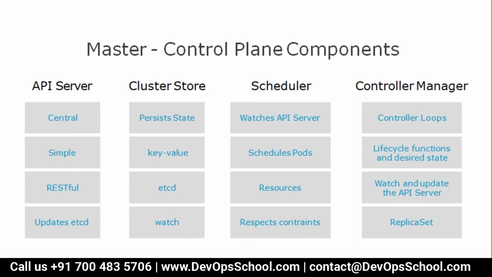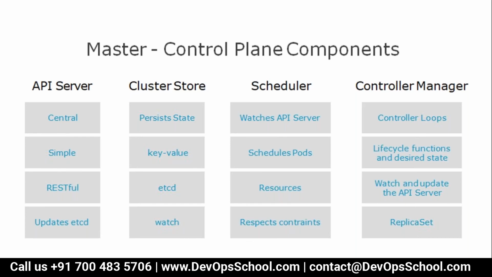And the controller manager always runs in a loop, and it has multiple controllers, each controller controls something. Basically, it helps you to manage the life cycle function for the pod and the desired state, whatever you have. 100 container, 100 pod, 100 pod means 100 pod, like that. It watches the API server and updates the API server, and the replica set.